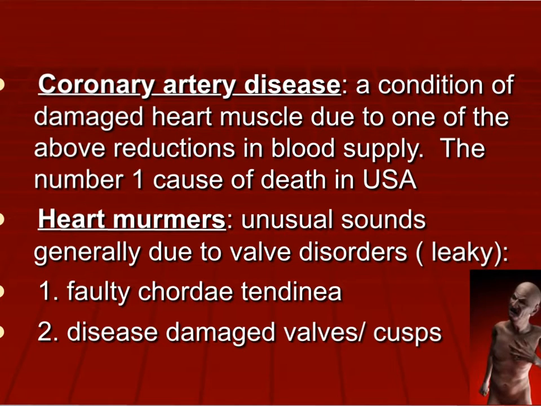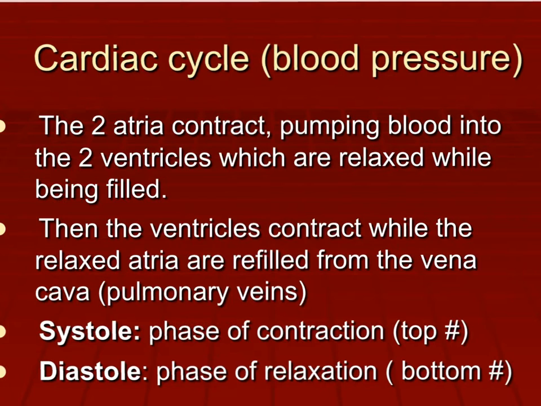Heart murmurs are typically due to a leaky valve. It can be because the chordae tendineae are faulty. It could be because there's damage to valves or cusp. It could be due to disease. It could be due to injury. It just varies.